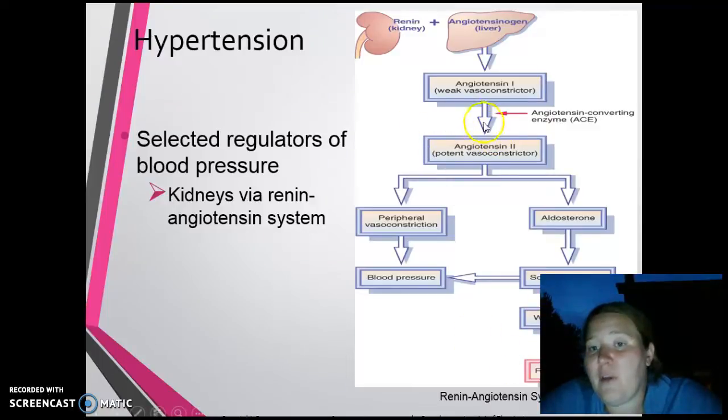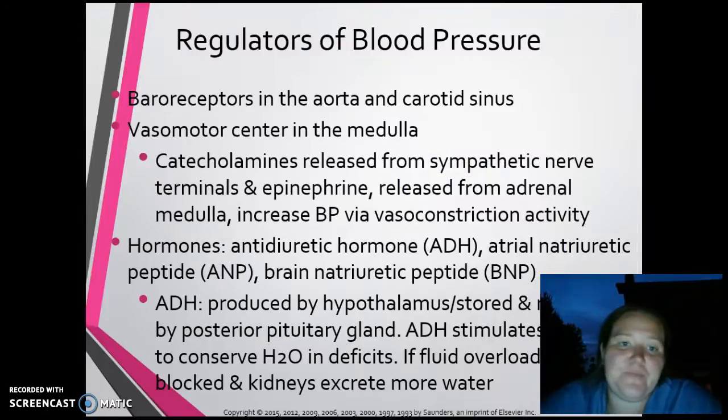A lot of times with our meds, and we're going to talk about these, ACE inhibitors will stop either here the conversion or here some kind of conversion, so they don't end up having all the rest of these things that happen typically in the body, making it so they have decreased blood pressure.